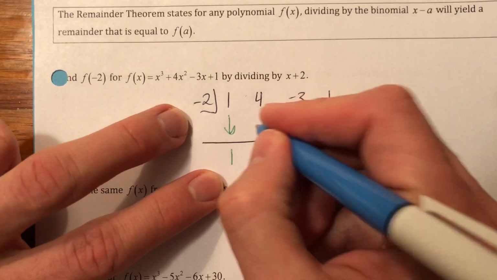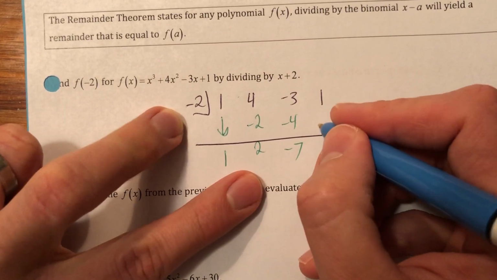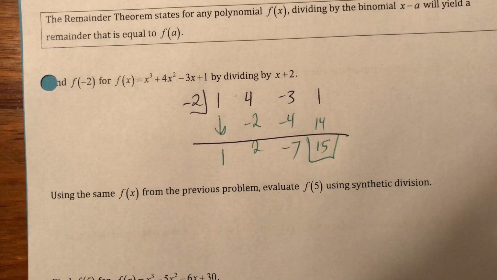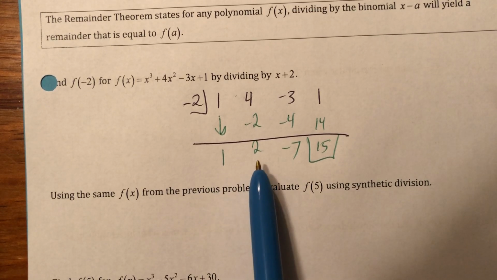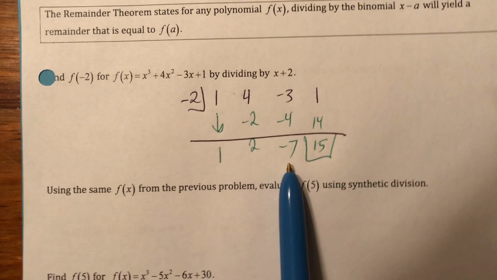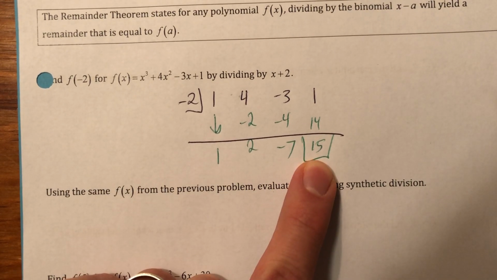All right, 1, negative 2, 2, negative 4, negative 7, 14, 15. Okay, what does that tell me? Well, if you're doing the division itself, it tells you you're not quite done. So if you want to say, well, 1x squared plus 2x minus 7, yeah, fine, cool. That's not what they asked, though, actually. They said find f of negative 2. We found it. That's it.